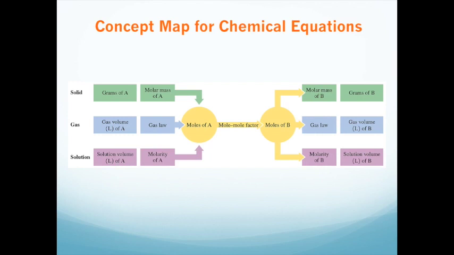So here is a nice concept map that ties together what we've been talking about. If you have a solid, it's usually measured in grams. You can use the molar mass to get to moles. Likewise, if you have a gas, you'll usually be given it in liters at standard temperature and pressure. So you can use a gas law to get to moles of that gas. And if you have a solution, you'll be given the volume. You will then use the molarity of that solution to get to moles. Once you've gotten to moles, you can use mole-mole factors to get to moles of your other chemical in your equation. And then you can use the same 3 concepts to convert to whichever phase of matter is required.